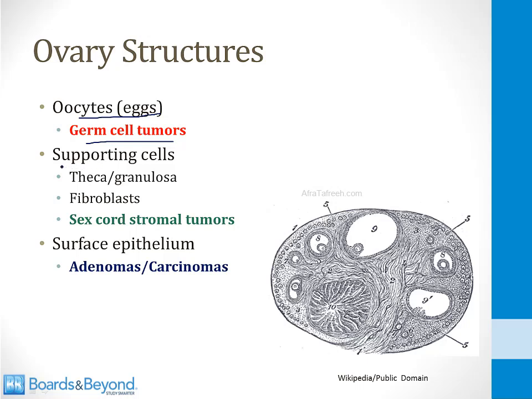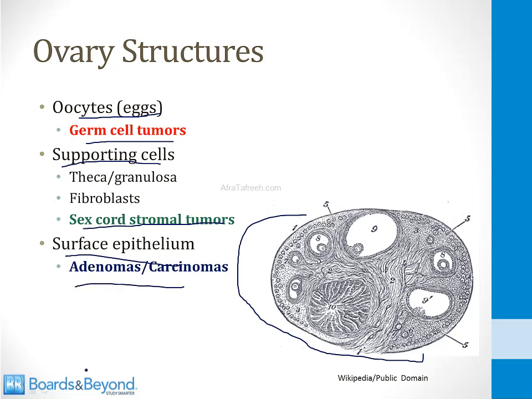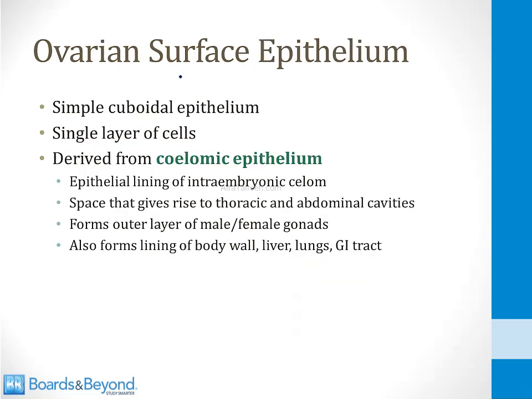There are then a number of different types of supporting cells like the theca and granulosa cells and the fibroblasts, and tumors from these cells are called sex cord stromal tumors. In this video, we're going to focus on tumors that derive from the surface epithelium. So the surface of the ovary contains an epithelial layer, and tumors that derive from this layer are called adenomas and carcinomas.